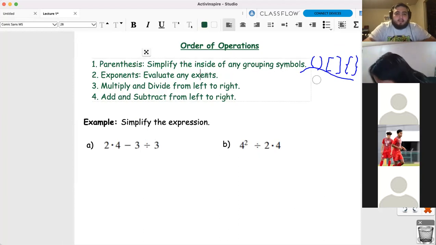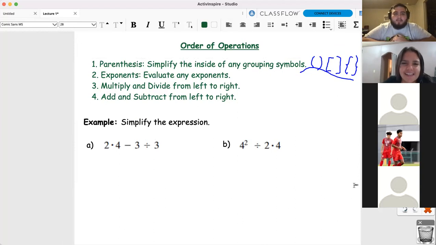Let me fix that. Exponents. I'm sorry, guys. I hope you didn't write my misspelling of exponents. I'm not an English person. That's why I teach math. But I caught it. Exponents.